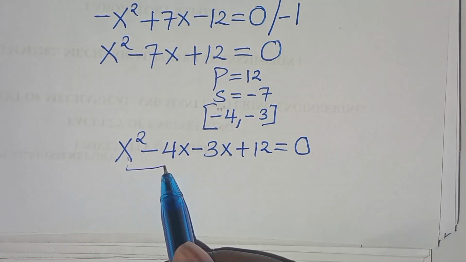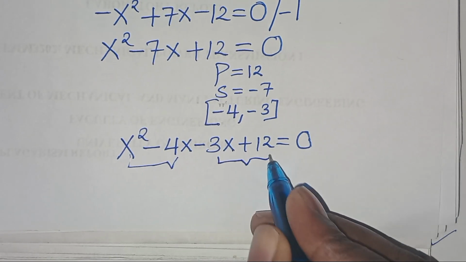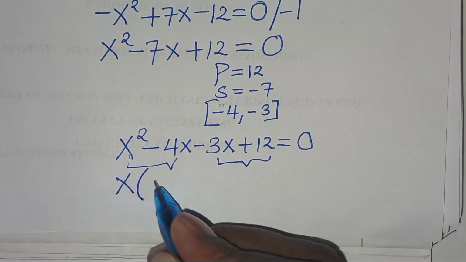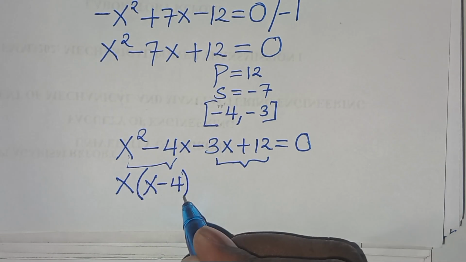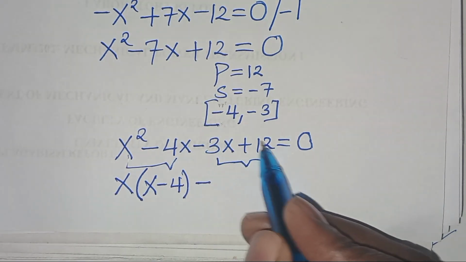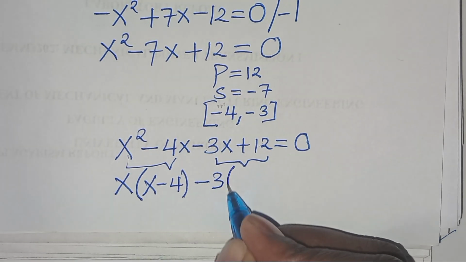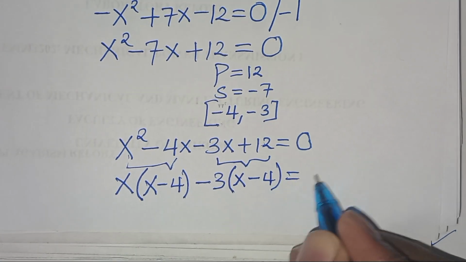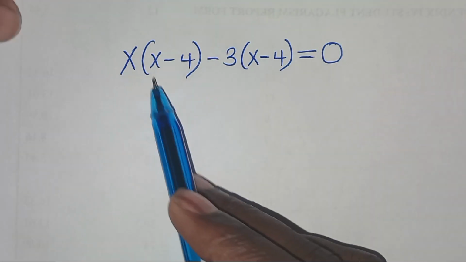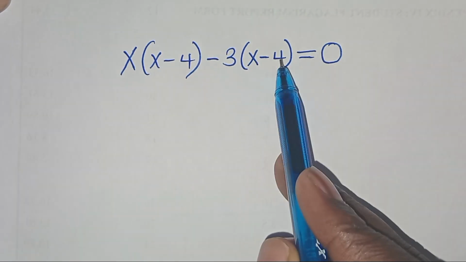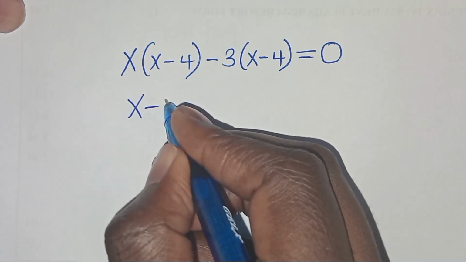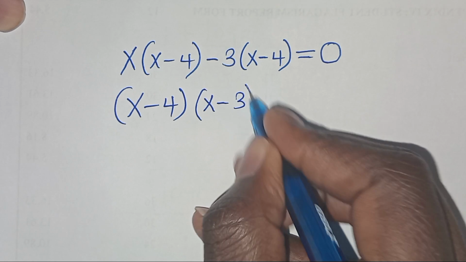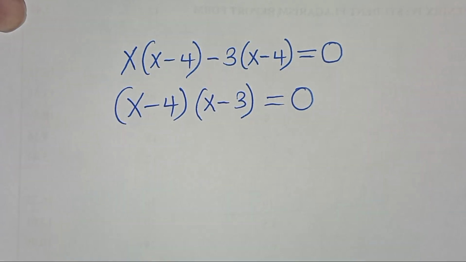So from this part here and this part here, x is common. We can factor out x. So we'll have x into the parentheses, x minus 4, then minus, from this part here, 3 is common. We can factor out 3, so that we'll have here x minus 4. This is equal to 0. So we have here x minus 4 is common. So we can factor out x minus 4. Then here we have x minus 3, equal to 0.